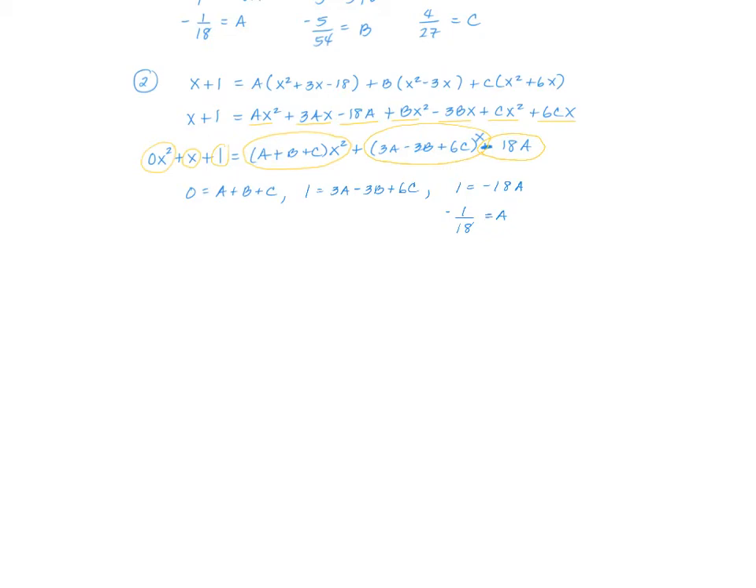Now that we have a, we can plug that into the other two equations, and then we'll end up with two equations with two variables, b and c. If I put in negative 1 over 18 for a, this first equation becomes, actually it'd be a positive 1 over 18, because a is negative 1 over 18. I'm going to add it to both sides and get b plus c is equal to 1 over 18. And then if I put negative 1 over 18 in for a in the second equation, that becomes a negative 1/6.